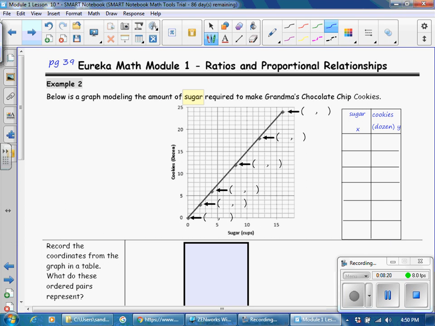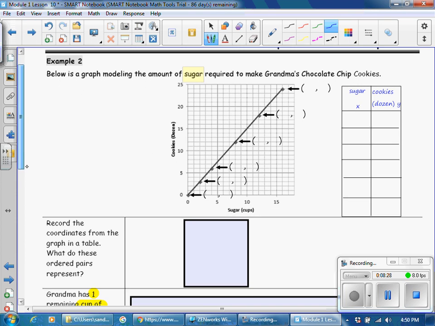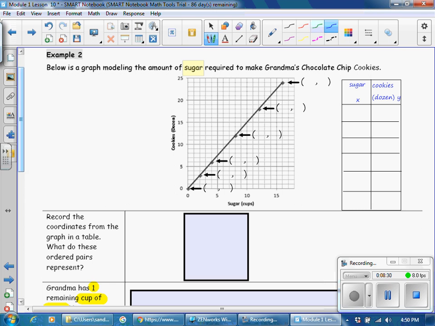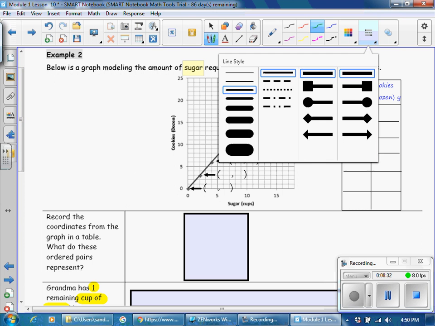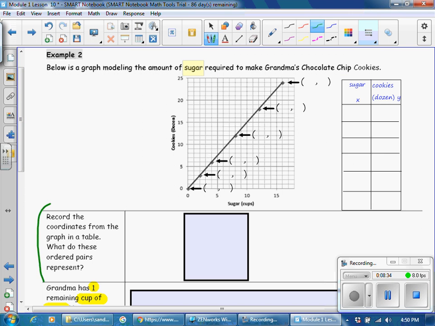This is example 2. Below is a graph modeling the amount of sugar required to make Grandma's chocolate chip cookies. So the previous question was about flour, and this question is about sugar. And it says, record the coordinates from the graph and what do the ordered pairs represent? So I'll get you started here.